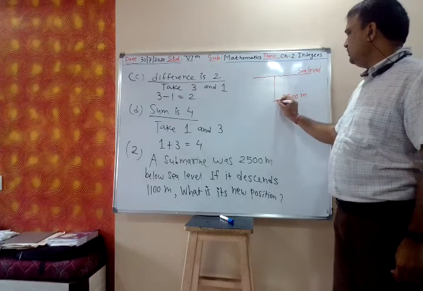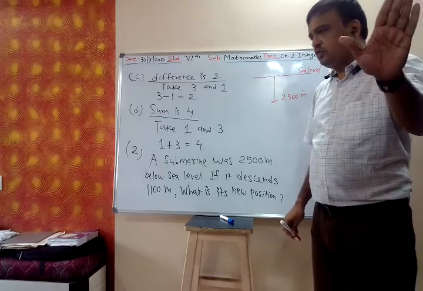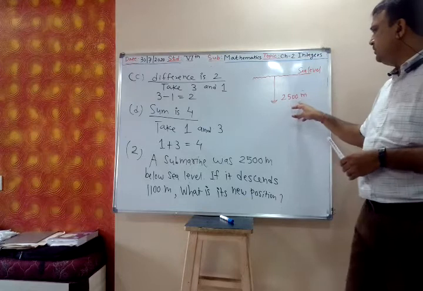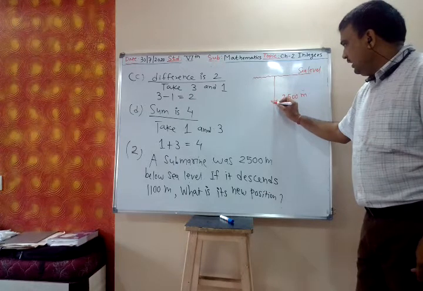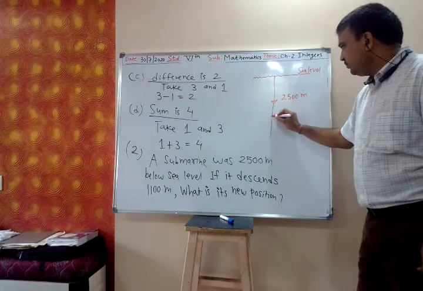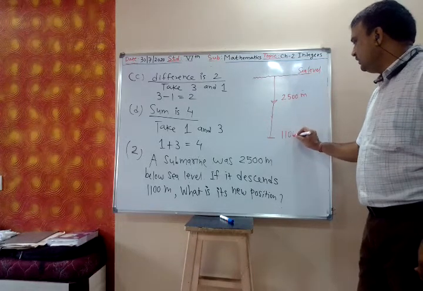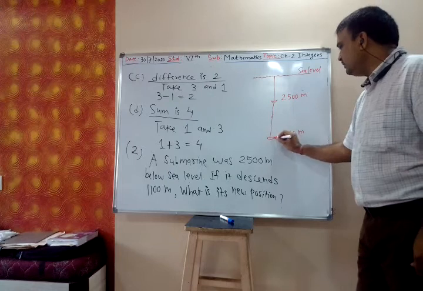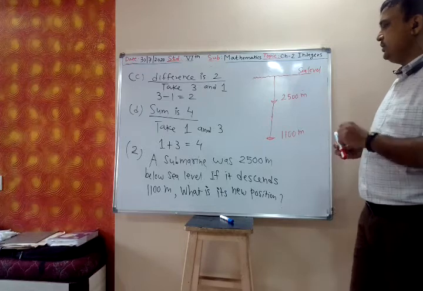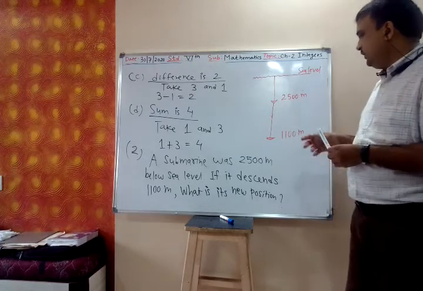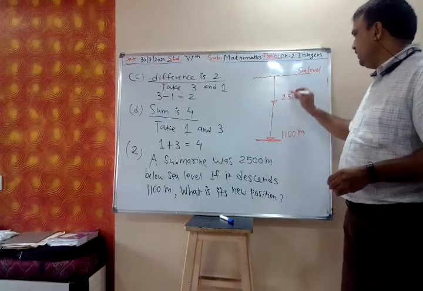No, this is my 2,500 meter below sea level. Again it descends. Descends means again it goes down to 1,100 meter. What is its new position? So this is the new position. So you have to add these two.